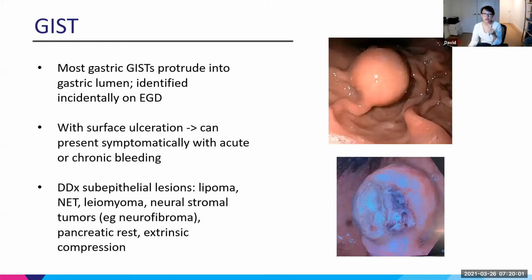Most gastric GISTs protrude into the lumen and are actually identified incidentally on EGDs that are performed for other indications. On endoscopy, they can appear as a smooth bulge with a normal overlying mucosa that is often firm in consistency. With surface ulceration, patients can present symptomatically with acute or chronic bleeding, which was the case in our patient. And when you encounter these kinds of lesions on upper endoscopy, it's important to keep a broad differential of subepithelial lesions. And these include lipoma, neuroendocrine tumor, leiomyoma, neurogenic tumors, pancreatic rest, and extrinsic compression from alternative lesions.